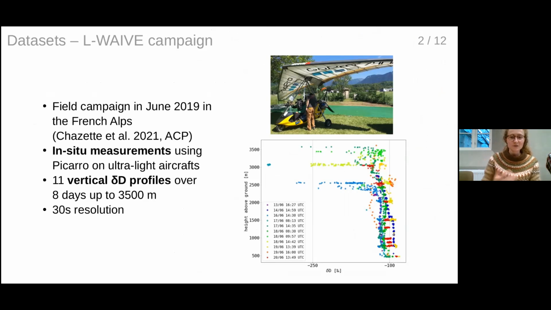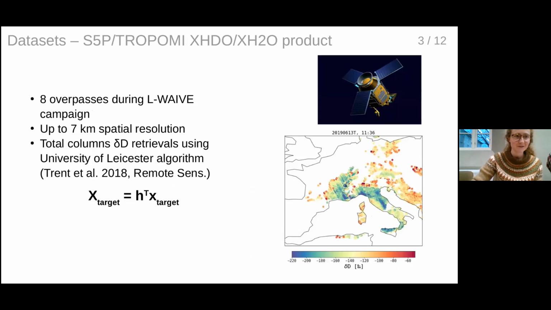The other two data sets give data on a larger scale. The first one is a satellite retrieved product from the Thurnherr instrument. During the LWAVE campaign, we had 8 overpasses close to a measurement site for which we also have data. This data set has a resolution of up to 7 kilometers. And just a very short word on how this retrieval is done, which is done by the University of Leicester.